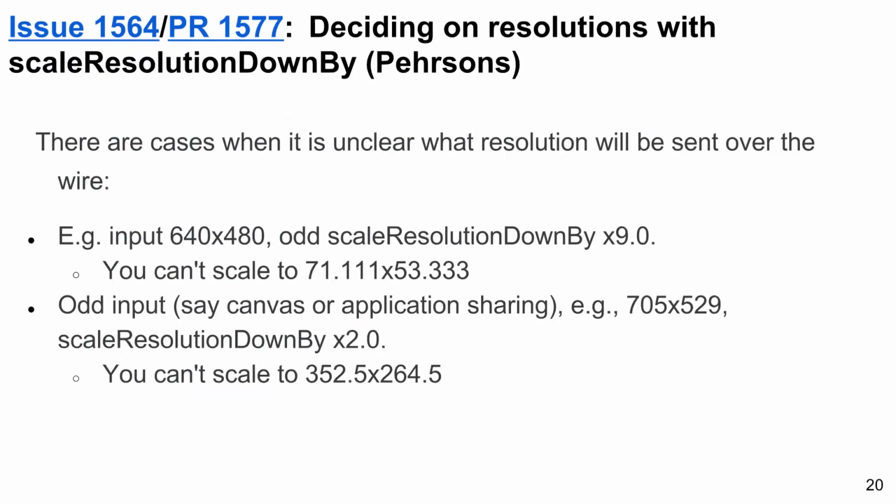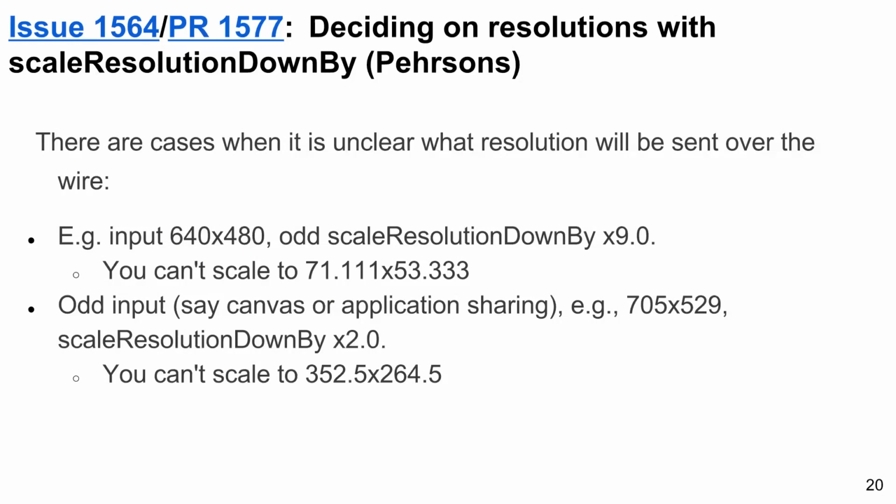Okay. Well, I'll talk to this one then. So basically, this question was about what happens with scale resolution down by. Say we had an example where your input is 640 by 480, and you use scale resolution down by 9. If you were to try to do that exactly, obviously you can't scale to 71.111 times 53.333.